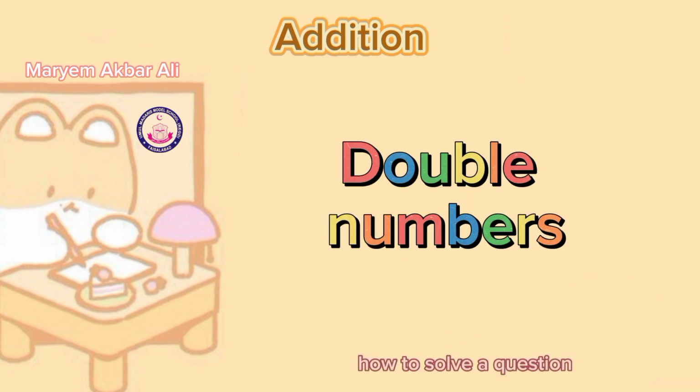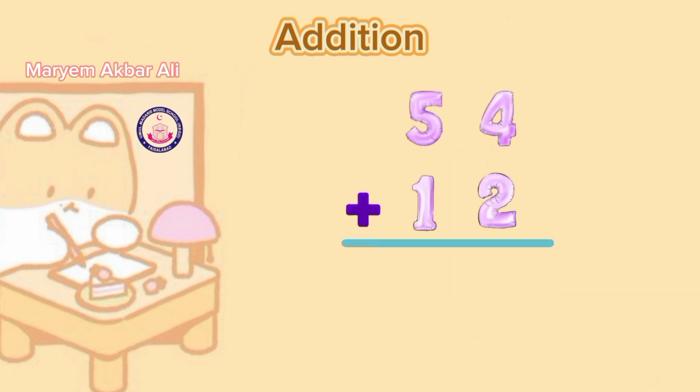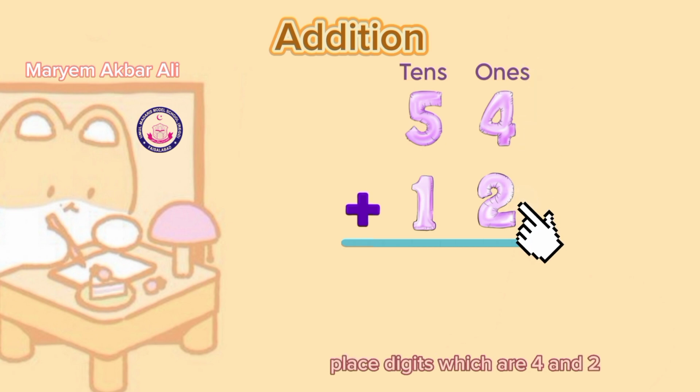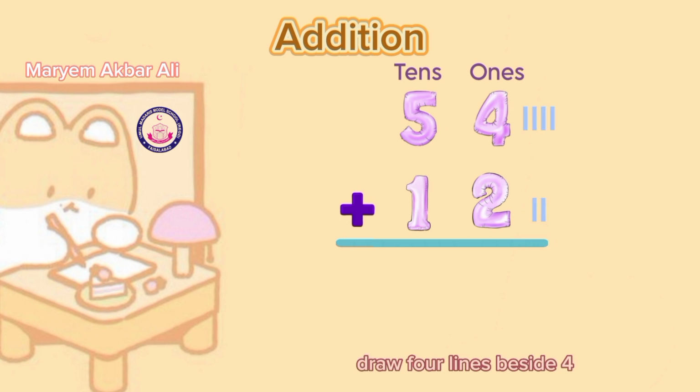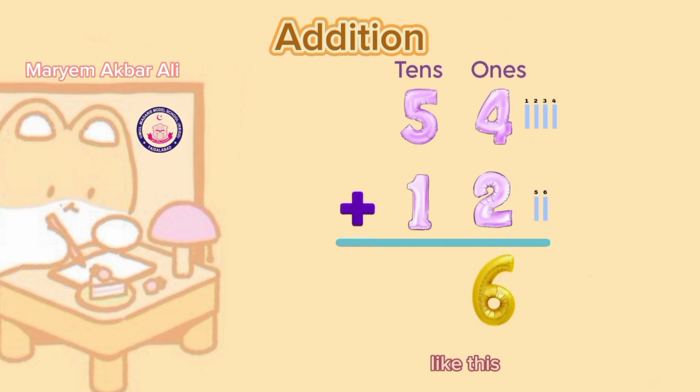How to solve a question if we have double numbers on either sides like this? First, we will solve the ones place digits, which are 4 and 2. Draw 4 lines beside 4 and 2 lines beside 2. Now let's count the lines. It will be 6. Write the answer below ones place digits like this.